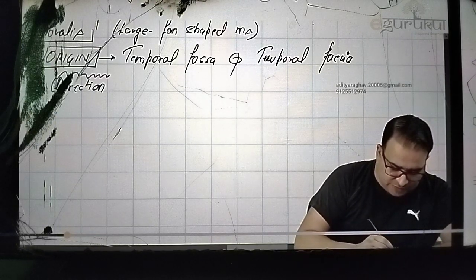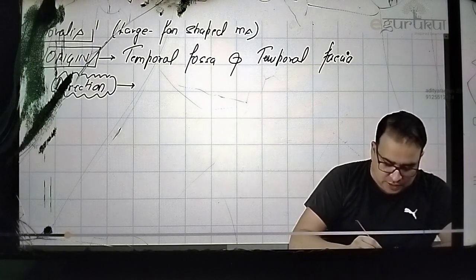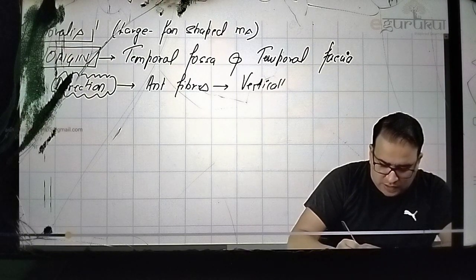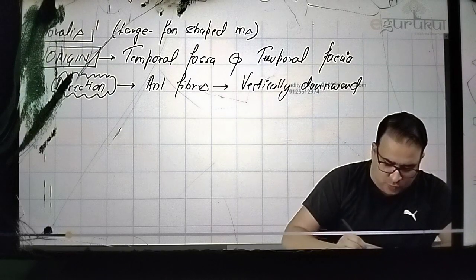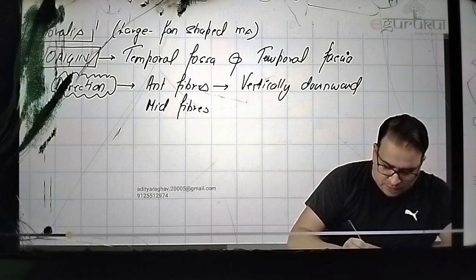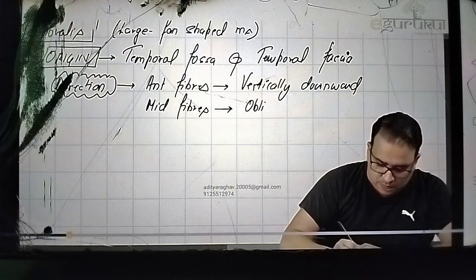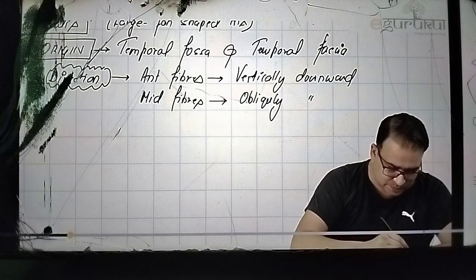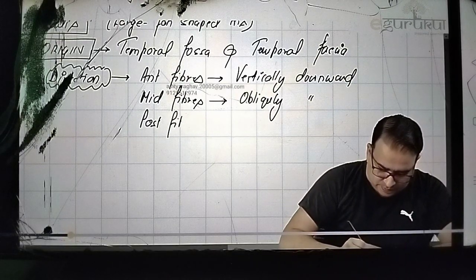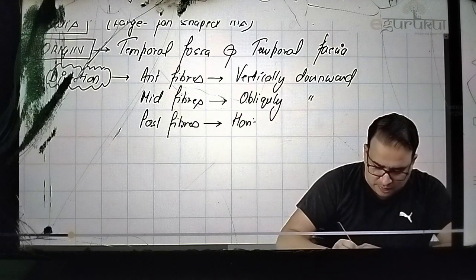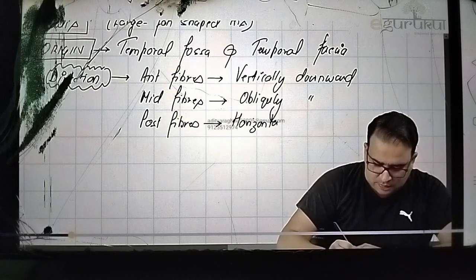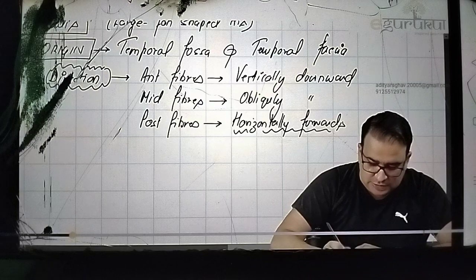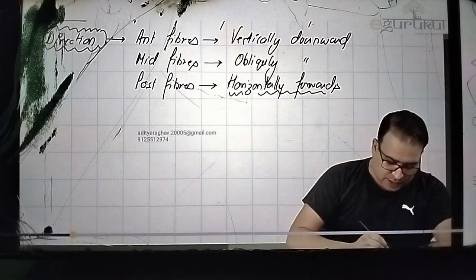That's a special point you can add in the muscles of mastication: what is the direction? Before I write the insertion, what is the direction? So we have the anterior fibers, and the anterior fibers run vertically downward. Middle fibers are running obliquely downward. And posterior fibers are running horizontally forwards. That's the important point. That's the direction of this muscle, that's how it was.